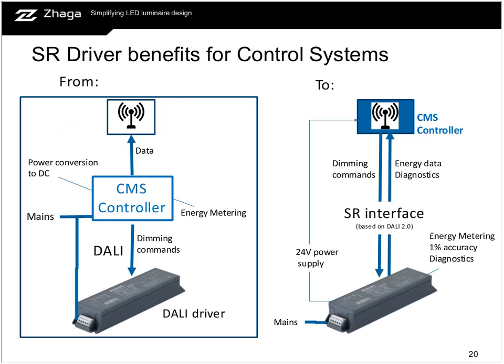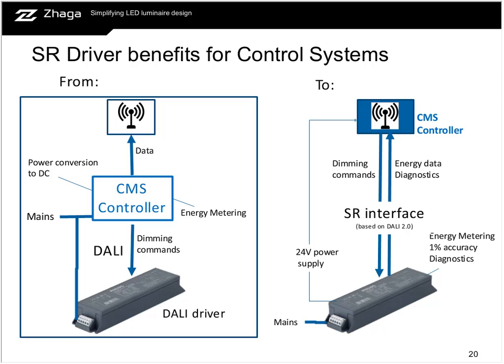In this slide, you will see at the left side the current situation where we typically have a DALI driver and a central management system controller. What is key is that the mains is going into both the DALI driver and the CMS controller. So that means that the CMS controller also needs to take care of surge protection, but also the low voltage conversion needs to be done inside the CMS controller, which means that we have this function doubled in both the controller and the DALI driver.